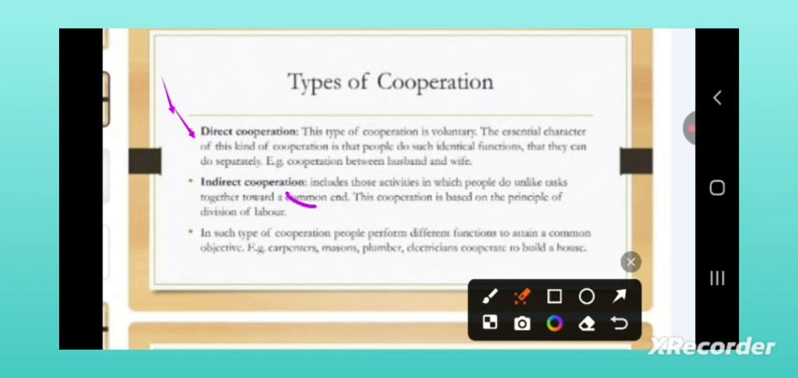Indirect cooperation. This includes activities where people perform dissimilar tasks but work together towards a common end. It is based on the principle of division of labor and specialization. Example: carpenters, masons, plumbers, electricians, etc., who perform different functions but all aim to build a single house.